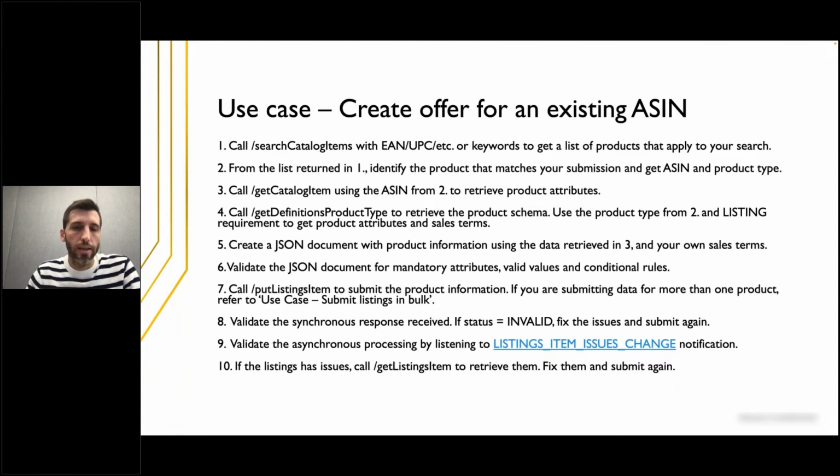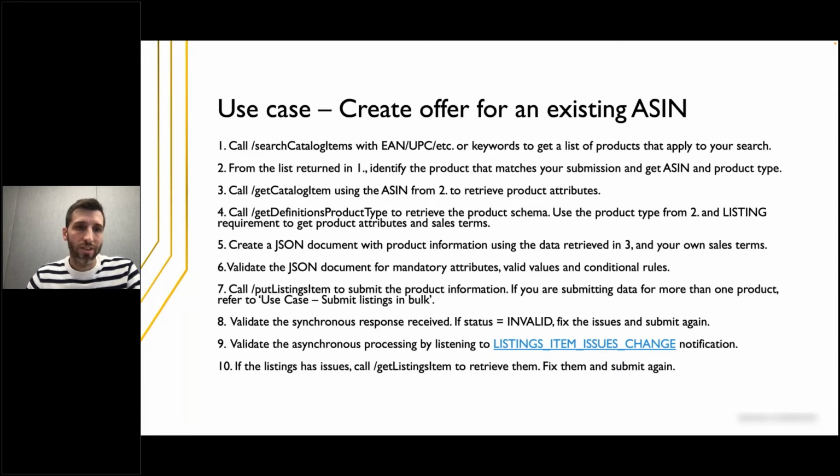There is another use case that your selling partner could be interested in, which is creating an offer for an existing ASIN. So in this case, as opposed to what we saw before, the product exists in the Amazon catalog, so you don't want to create from scratch, but the selling partner doesn't have a contribution for it, so he wants to create their own, but without changing product data, just having the offer on their catalog, right?